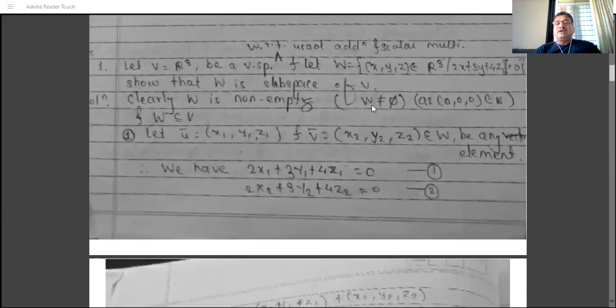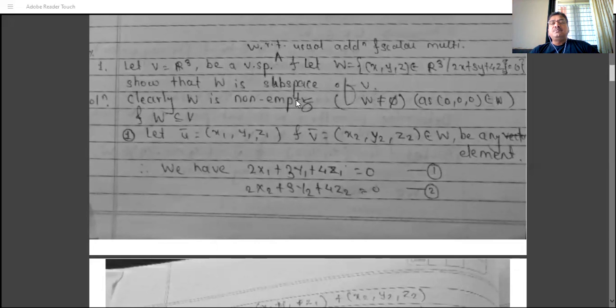Clearly W is non-empty. Why is W non-empty? Because (0, 0, 0) is an element of W. Why? Because 2 into 0 plus 3 into 0 plus 4 into 0 is 0. So (0, 0, 0) is an element of W. So we have at least one element in W, and therefore W is non-empty. W is not equal to the empty set, and W is a subset of V.